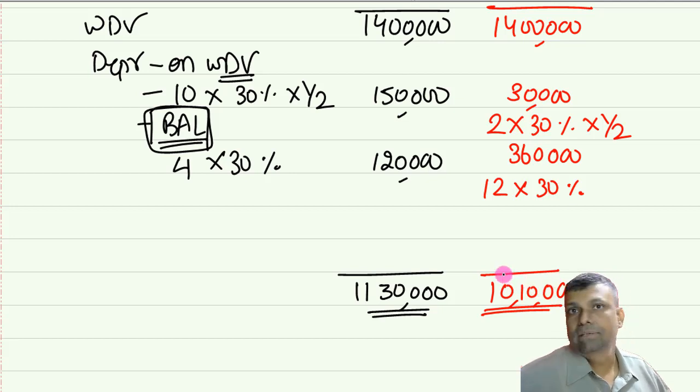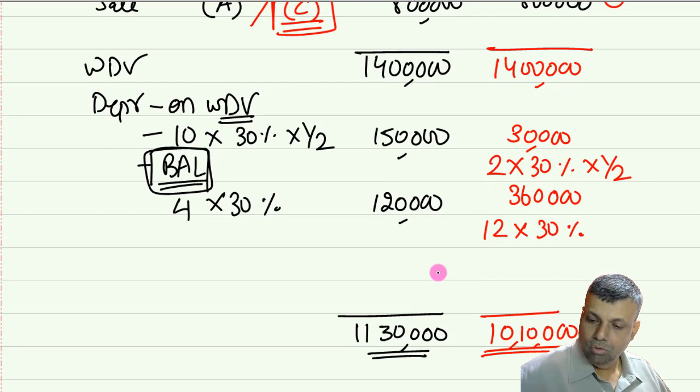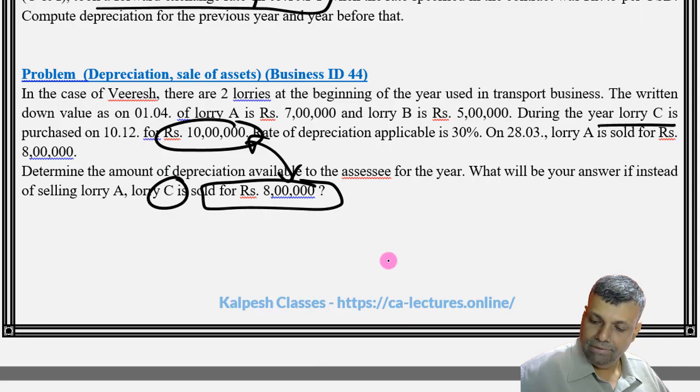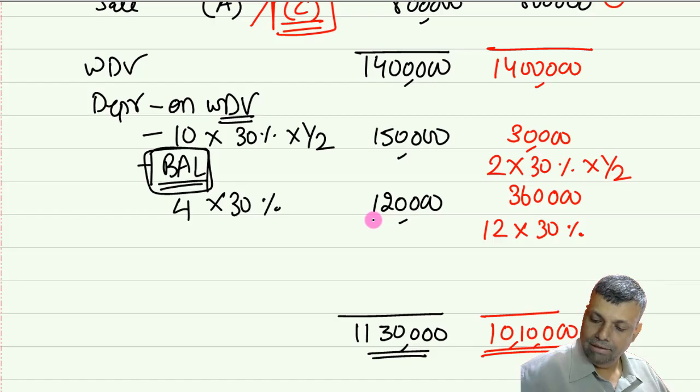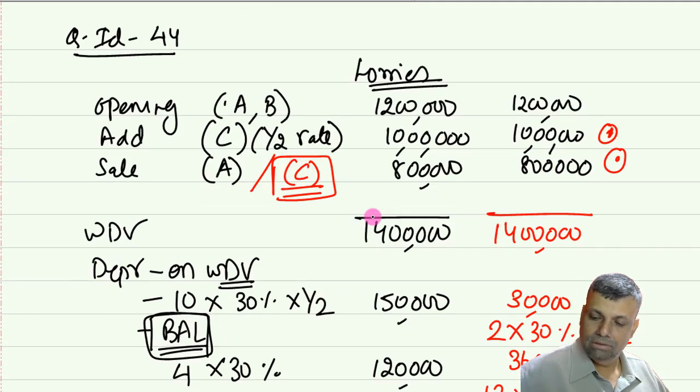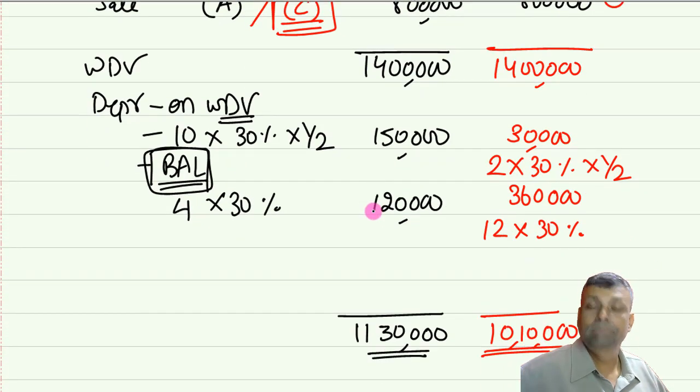This is where the same asset formed out of the block of assets has been transferred. And it was a beautiful question because the lorry itself was again in the half rate category. Okay, let me go back and check the question whether anything else I have missed out. Friends, come on, let me revisit. What will be your answer if instead of selling lorry A, lorry C itself has been sold for 8 lakhs? So I think we have already considered that, and this is your final answer. If you want to just check, yes, you have done this particular calculation fully. That's all.